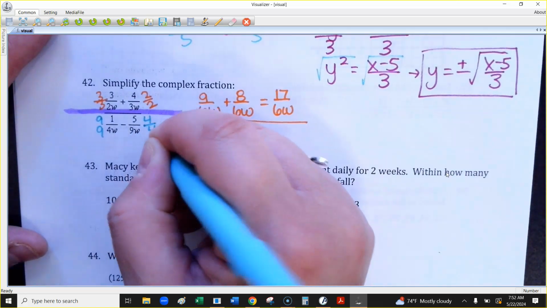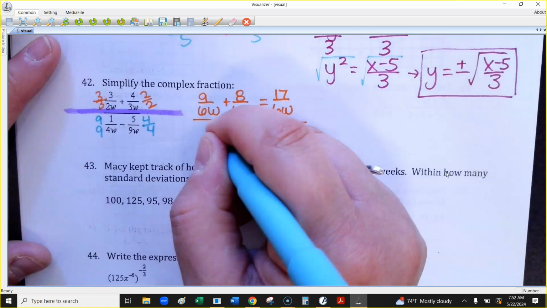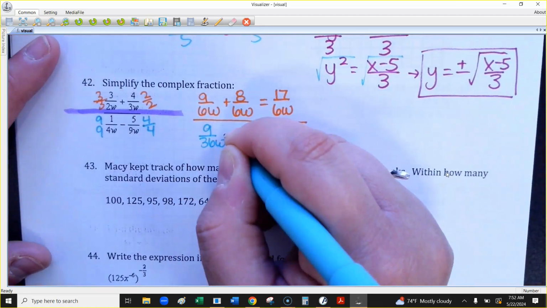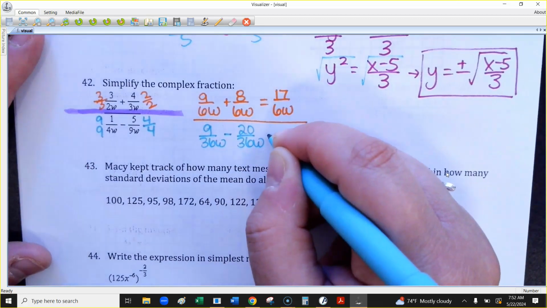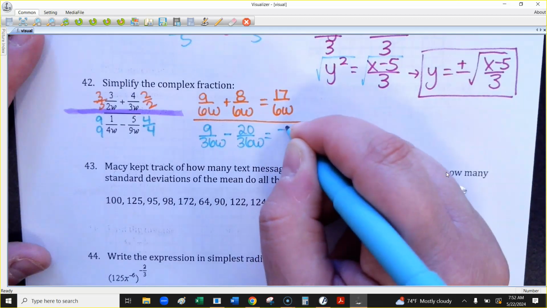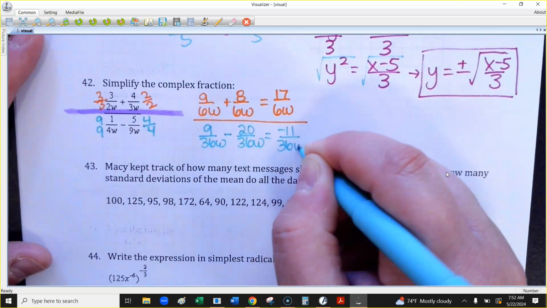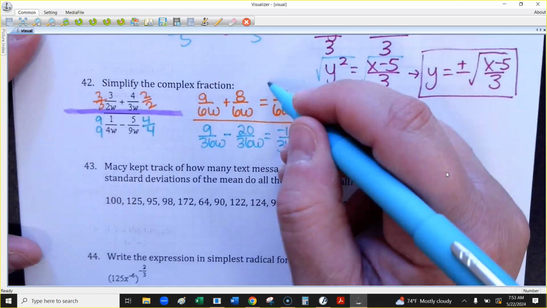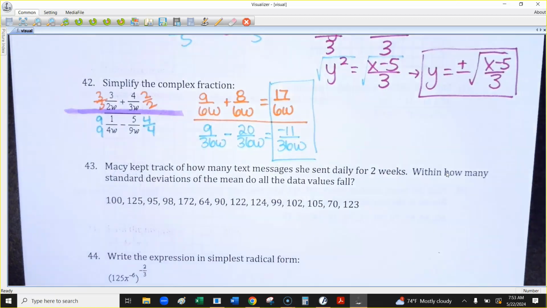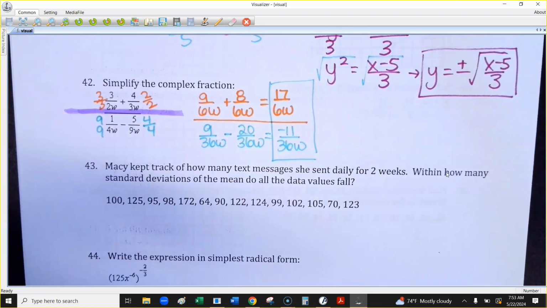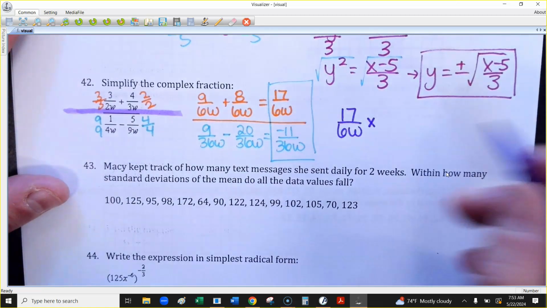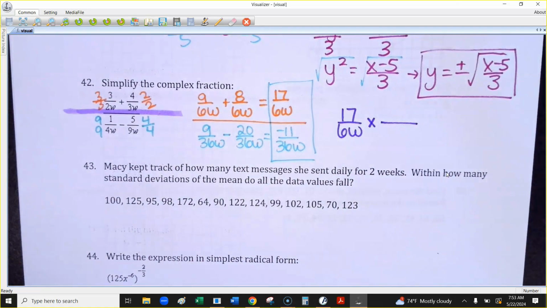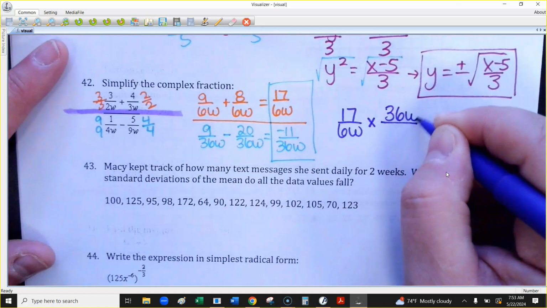And then the second one, 4 over 4. So I'm going to have 9 over 36w minus, this time, 20 over 36w. And then you just go ahead and subtract once you get the common denominator. So we'd have negative 11 over 36w. All right, once you've got it down to two fractions, if you divide a fraction by another fraction, it's the same as multiplying by the reciprocal. So we're just going to do keep, change, flip. I'm going to keep the top, which is 17 over 6w, change that division to multiplication, and then you flip over, that gives you the reciprocal, the bottom. So we're going to do 36w over negative 11.